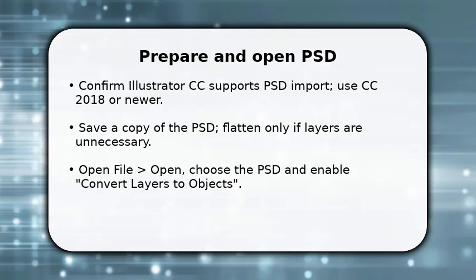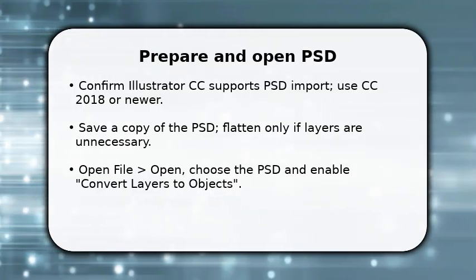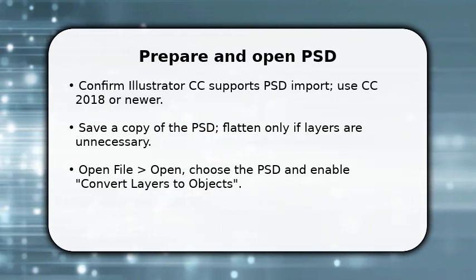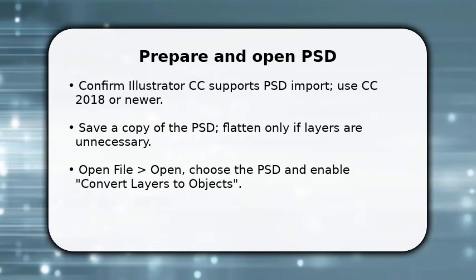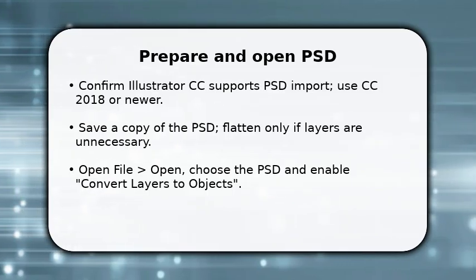You start by preparing the PSD so Illustrator can handle it cleanly. First, make a copy of the original PSD and close Photoshop to avoid locked files. Then open Illustrator and use File Open to select the PSD. Choose the option to convert layers to objects so you keep editable groups.